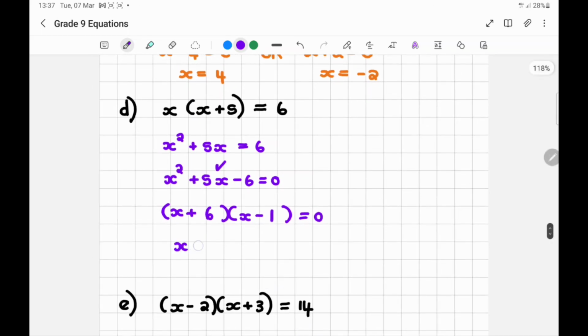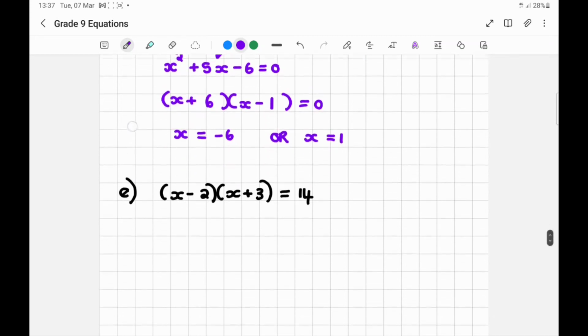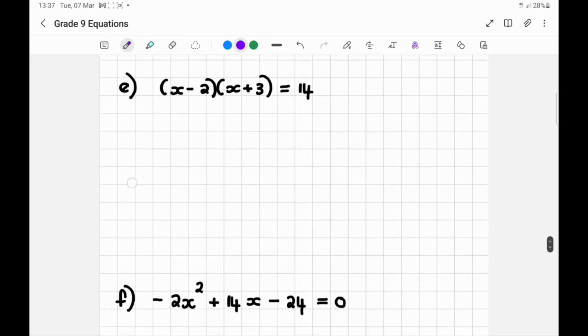And then we can say x is either negative 6 or x is 1. So can you see that I skip that step? We're saying x plus 6 is 0 or x minus 1 is 0. You can just see that x is going to be the inverse of that positive 6 and the negative 1. All right, same with number E.